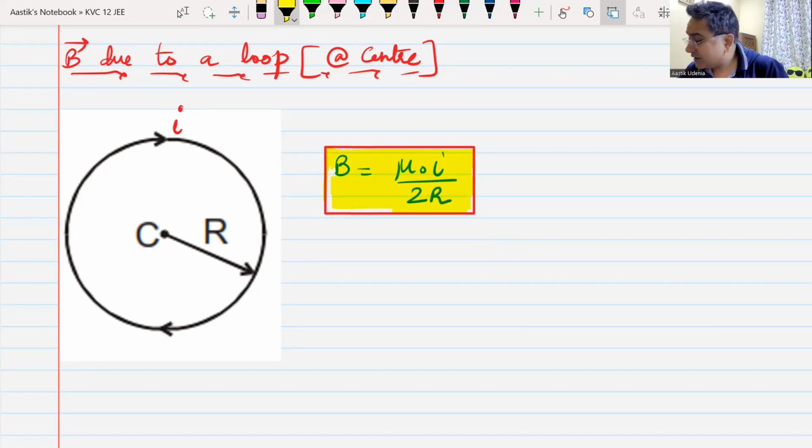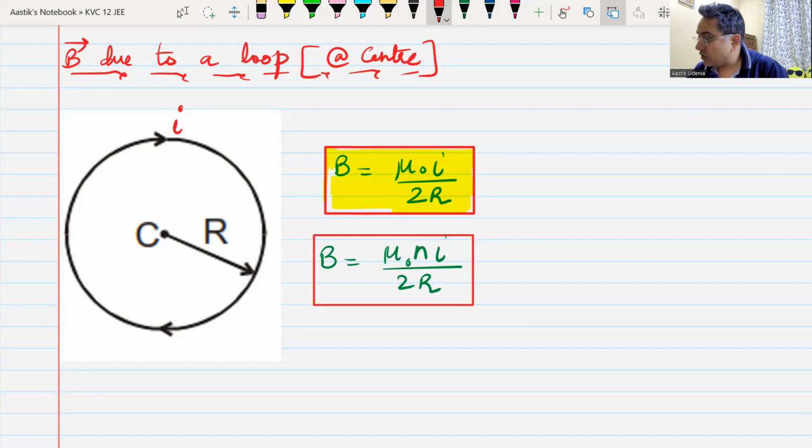If there are a number of turns in the loop, then the magnetic field becomes mu naught N I by 2R, where N stands for the number of loops or number of turns in the loop. Do we understand this, or has this gone above our head? Understood, sir. You just have to remember this.